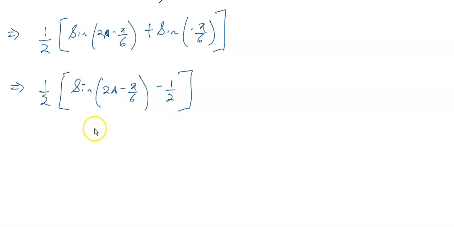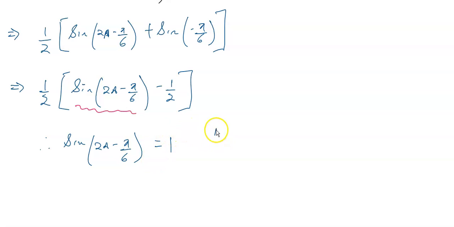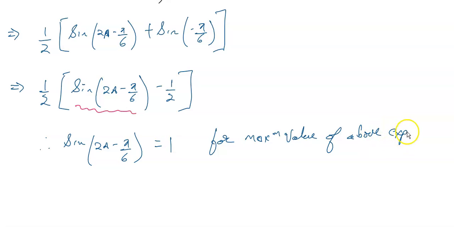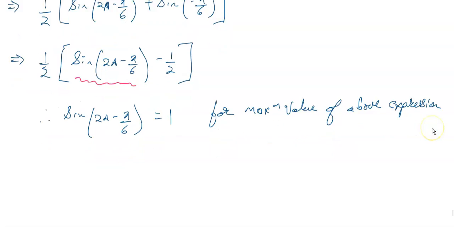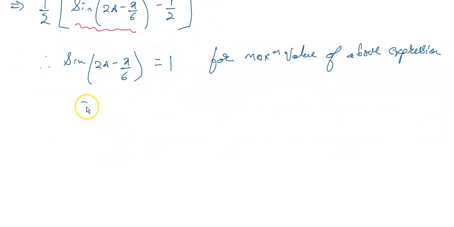Fine. So now we can see that this has to be maximized, so for this expression to be maximum, what will happen? Sine should be maximized, and the maximum value of sine is 1. So when sine of (2a minus pi by 6) reaches the maximum value 1, this complete expression will be maximum. So we can say therefore sine of (2a minus pi by 6) should be equal to 1 for the maximum value of the above expression. And sine will be equal to 1 when the angle is 90 degrees. So 2a minus pi by 6 should be equal to pi by 2.